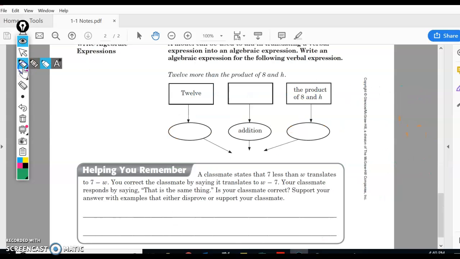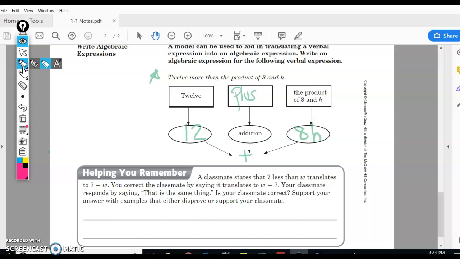In this chart, what we're going to do is fill in missing blanks. So here we have 12 more than the product of 8 and h. So verbally, we can write 12 plus the product of 8 and h, but written algebraically, you have 12 plus 8h. A little nicer, you could have said just that over here. Nice and simple.